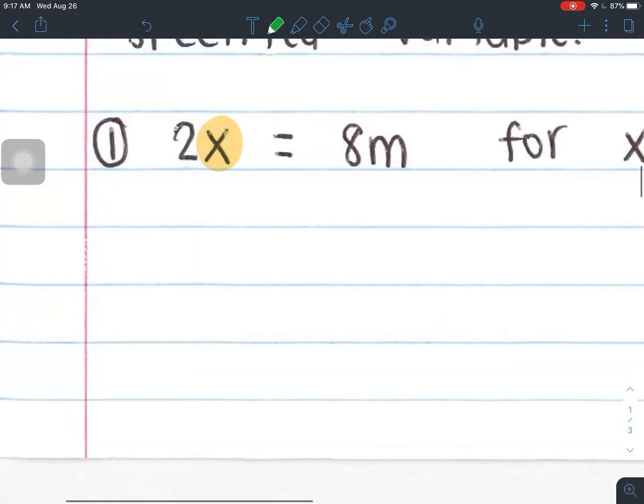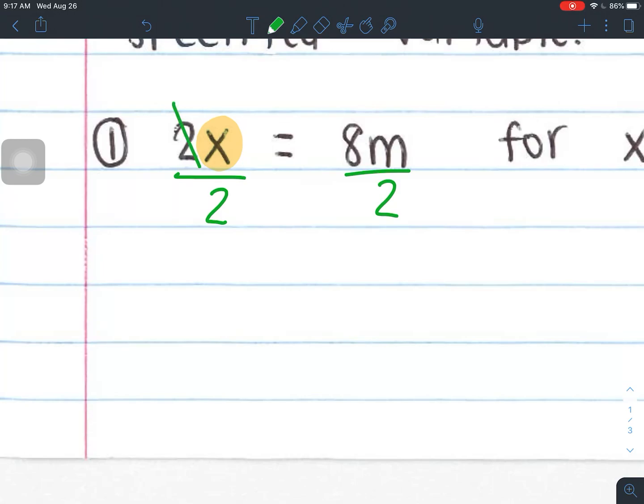So if I'm trying to isolate x, what's the only thing holding x back? The 2 in the front. 2 is connected to x by multiplication, so I would do the opposite and divide by 2. And I would divide the other side by 2 as well. Now here we only have one term, so I only have to divide by 2 once. Okay, 8m is one single term.